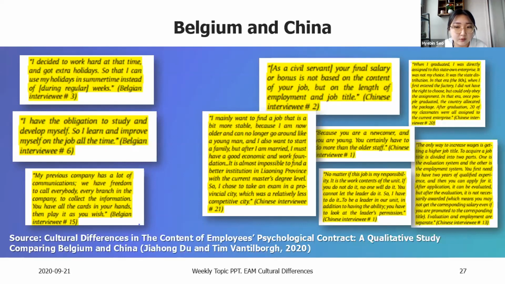To be a leader in our unit, in addition to having the ability, you have to look at the leader's permission. So whatever they have to do, they need permission from the higher hierarchical status. And also, one more interview said that the only way to increase their wages is getting a higher job title, not developing their own ability.